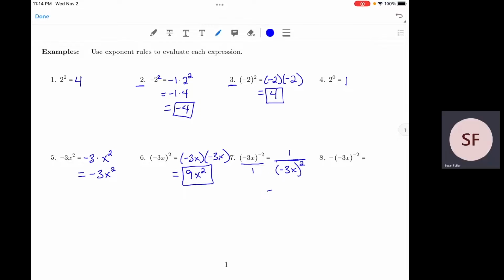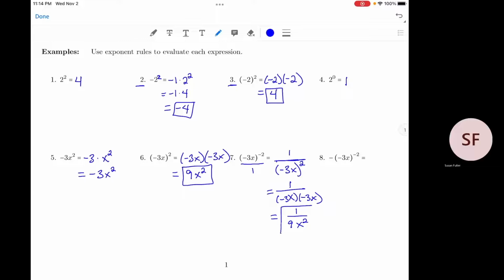Now we can evaluate this. This is going to be -3x times -3x here on the bottom, and that's going to be 1 over +9x squared, all in the denominator.